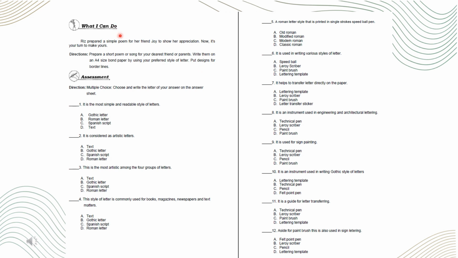Now, for What I Can Do, Liz prepared a simple poem for her friend Joy to show her appreciation. Now, it's your turn to make yours. For the direction, prepare a short poem or song for your dearest friend or parent. Write them on an A4 size bond paper using your preferred style of letter. Put a design for the border lines.